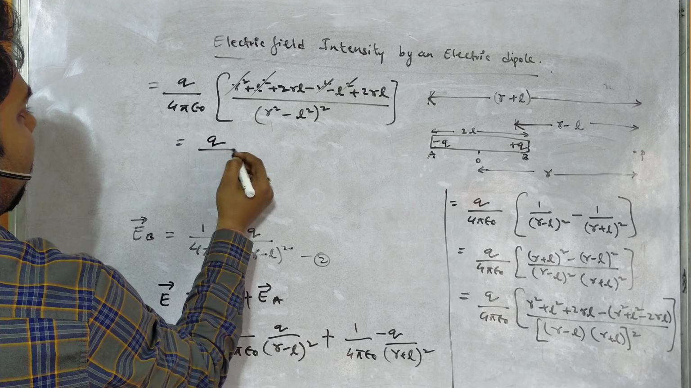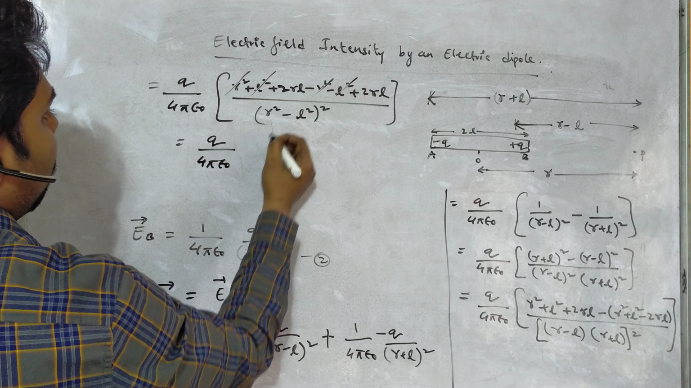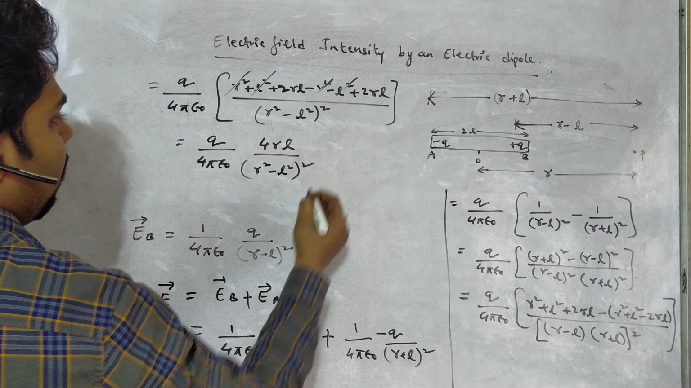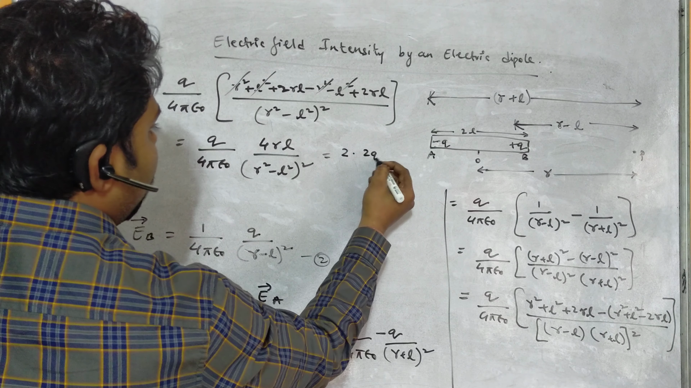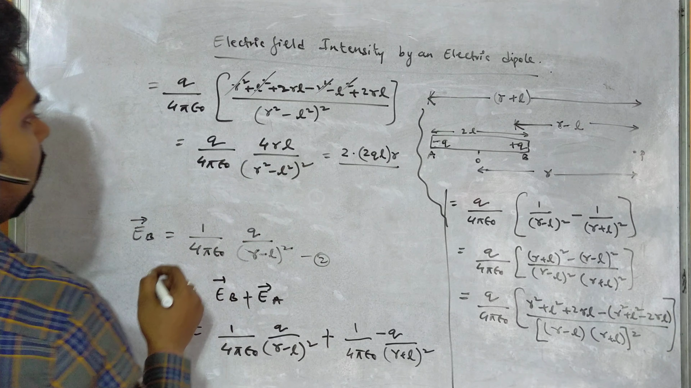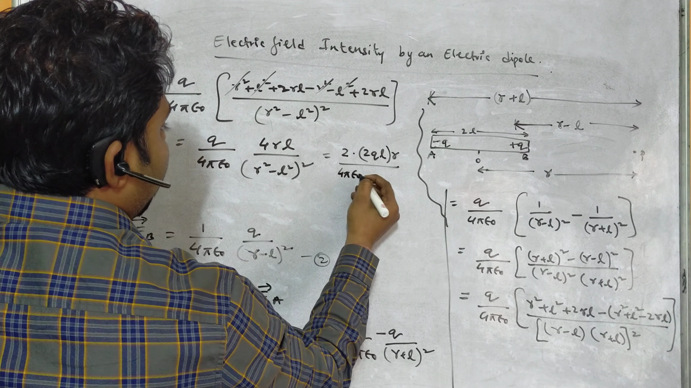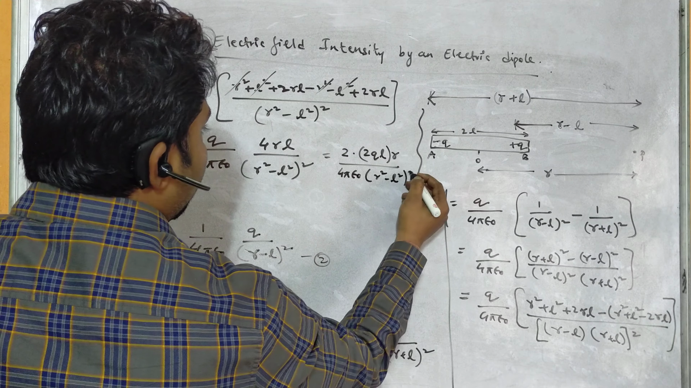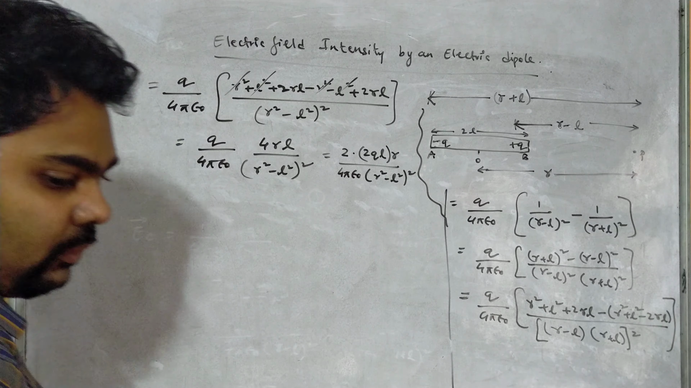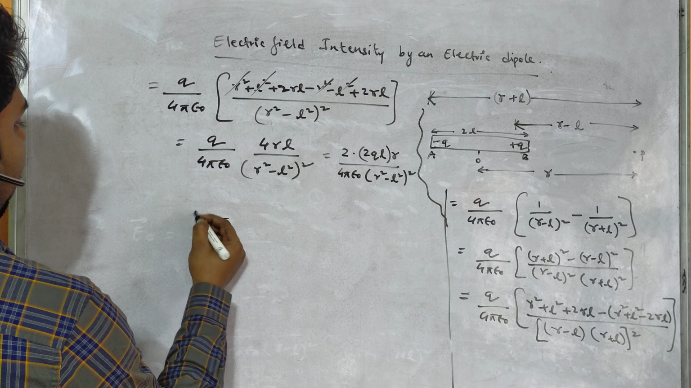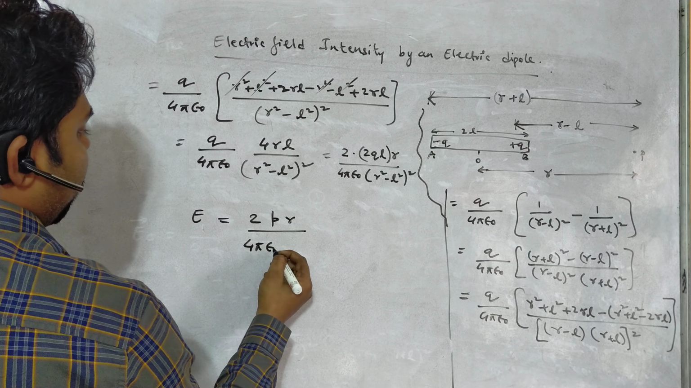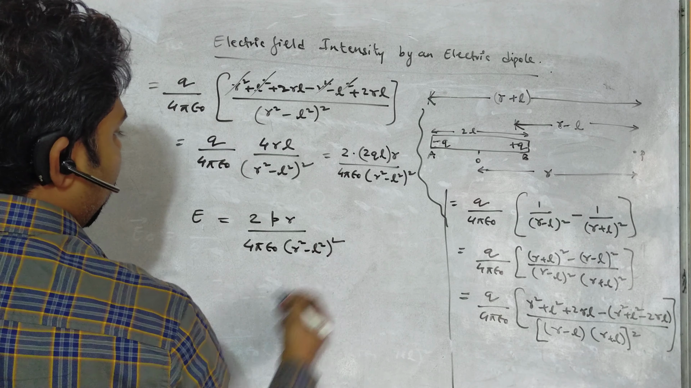So we will get 4RL divided by 4 pi epsilon naught (R square minus L square) whole square, or this can be written as 2 into 2QL into R, by 4 pi epsilon naught (R square minus L square) whole square. So this total electric field is 2PR by 4 pi epsilon naught (R square minus L square) whole square.